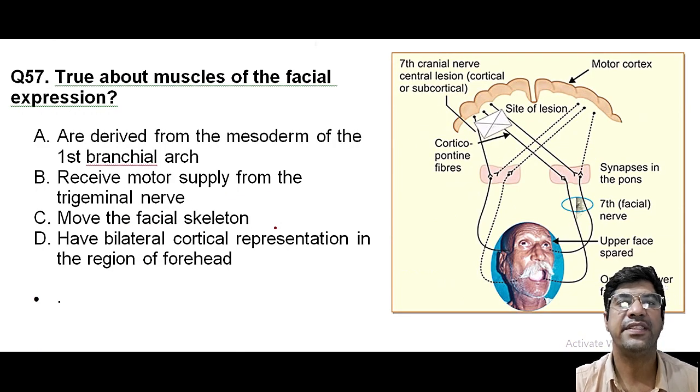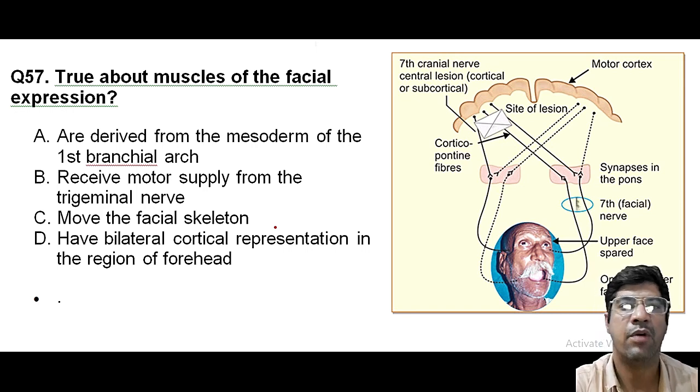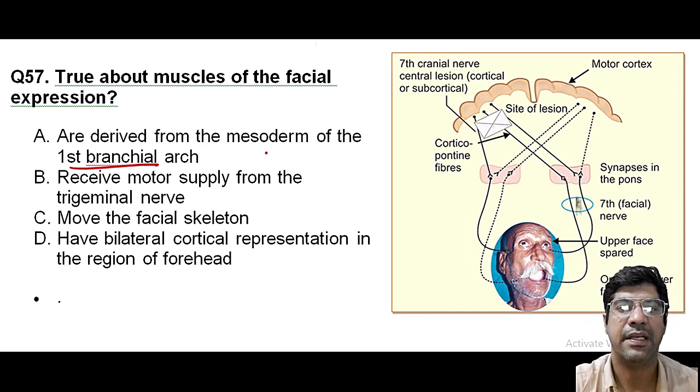True about the muscle of facial expression. Well, this image is directly from an open Google source. Statement A is not correct. The muscles of facial expression are derived from the mesoderm of the first branchial arch? No, they are derived from the mesoderm of the second branchial arch. The second branchial arch gives rise to structures primarily innervated by the facial nerve.